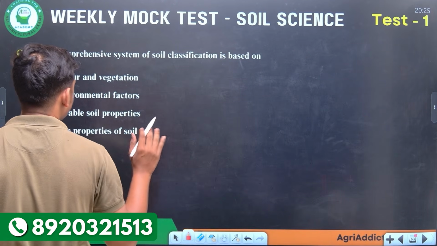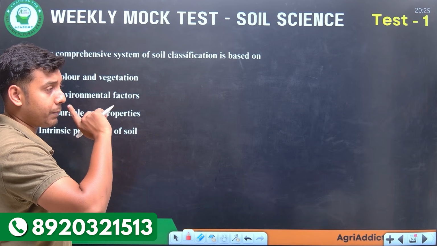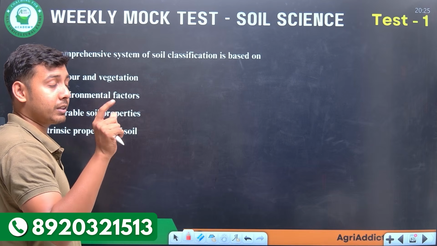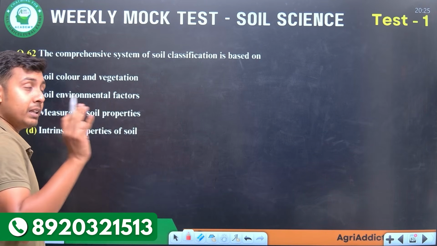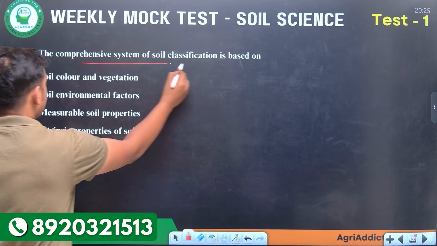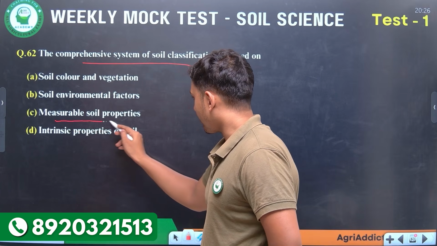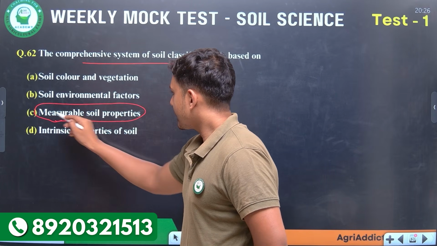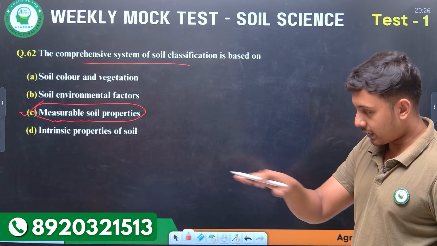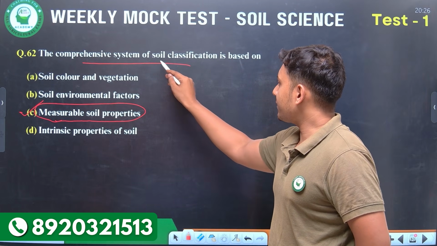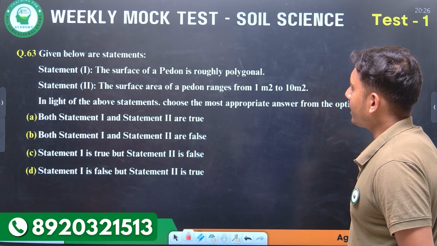And the comprehensive system of soil classification is based on what? The genetic system is based on, as I have already told, mainly the genetic procedures, like how the soil is formed there. But the comprehensive system is mainly based on the measurable properties of the soil. Whatever soil property we can see or measure, by this we classify the soils in the comprehensive system.